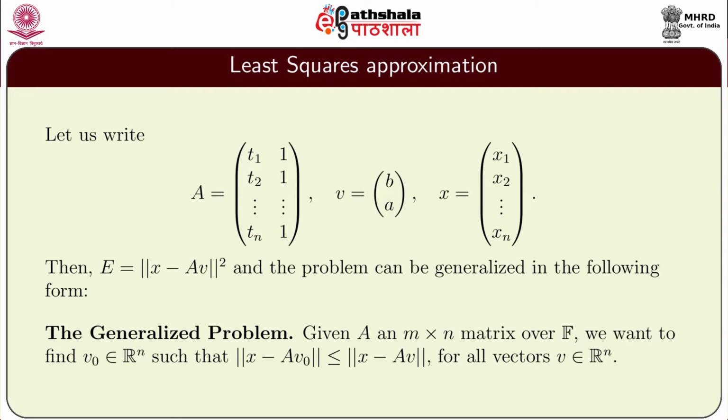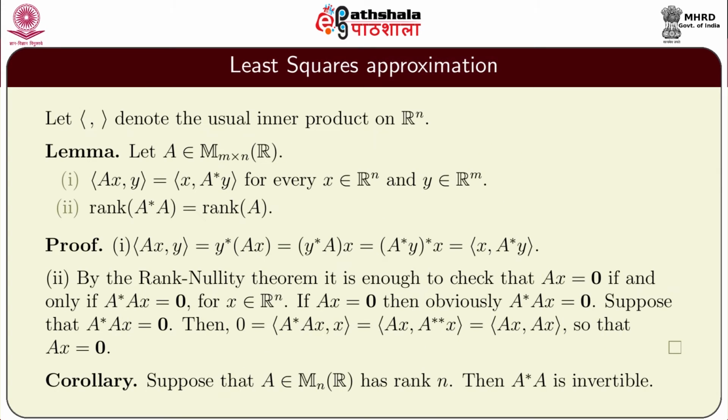The problem can be generalized in the following form. Given A, an m cross n matrix over R, we want to find V0 in Rn such that the norm of X minus AV0 is less than or equal to the norm of X minus AV for all vectors V in Rn. Now, this lemma will be useful for proving existence of that V0.